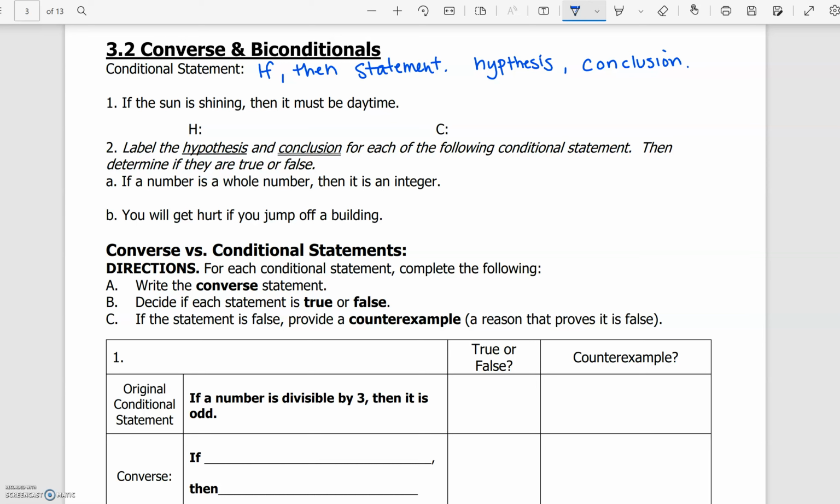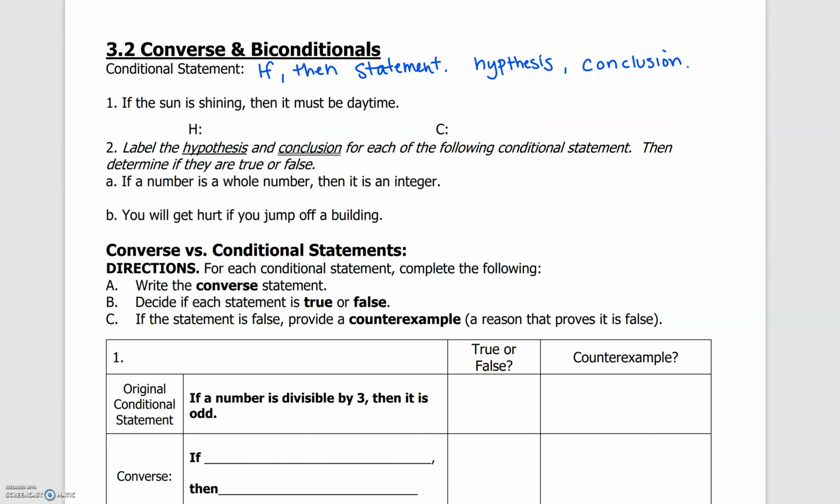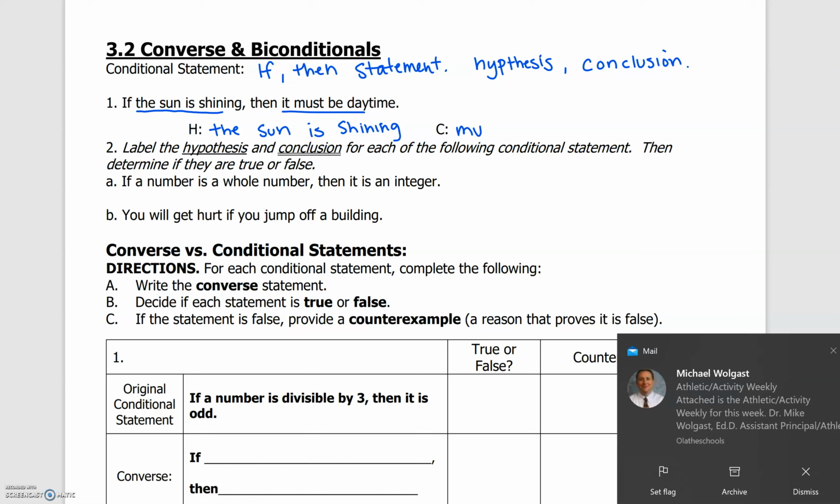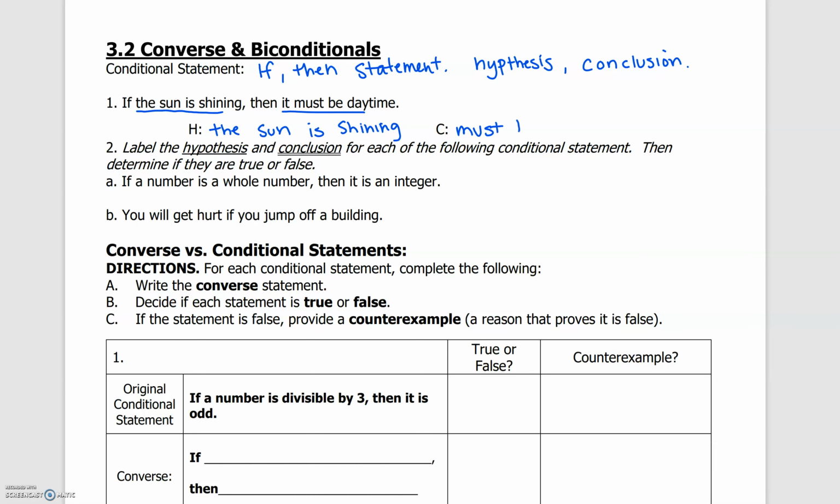So let's identify in this next conditional statement what the hypothesis is, which comes after the if. So it would be that the sun is shining. Our conditional conclusion on the conditional statement is after the then. So then it must be daytime.